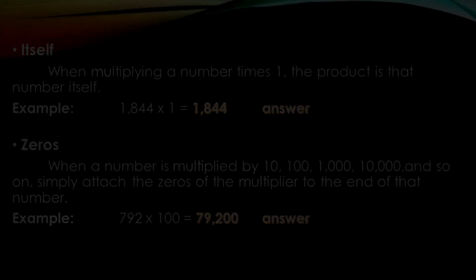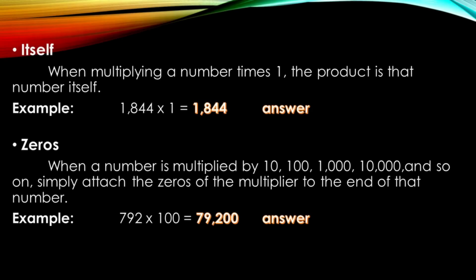Next po, itself, when multiplying a number times 1, the product is that number itself. So ibig sabihin po niyan, for example, 1,844 times 1, automatic po, yun pa rin po yung sagot niya. Yun po yung 1,844.